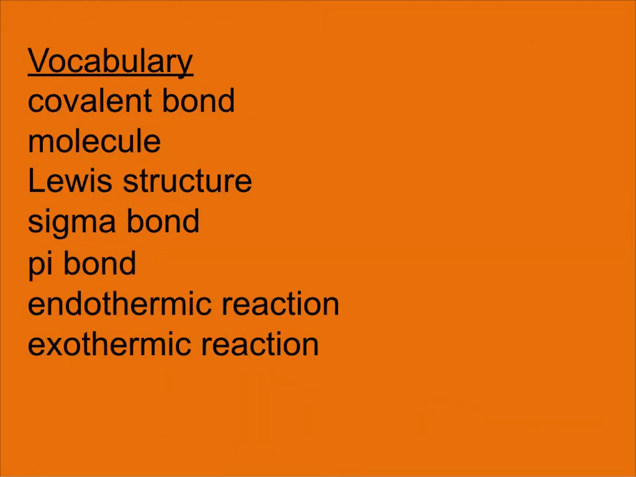All right, here's your vocabulary. Make sure you get all this down. We'll probably be having another vocabulary test like we did for chapter 7. So your vocabulary words, you pause the video here if you need to. Covalent bond, molecule, should be just a review. Lewis structure, sigma bond, pi bond, endothermic reactions, and exothermic reactions.